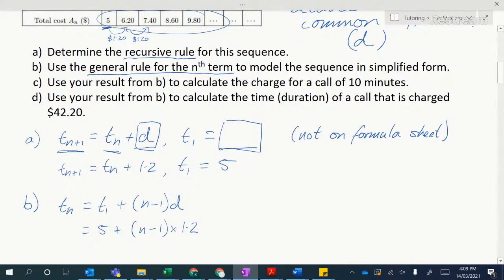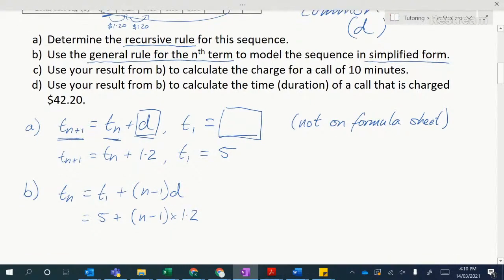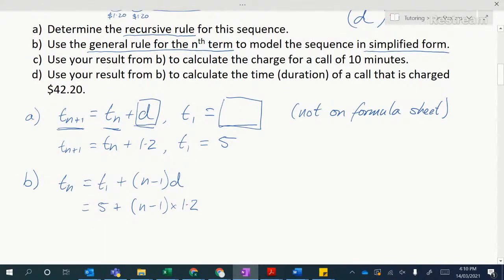Okay, how'd we go with that? Substituted pretty easy. However, you'll notice that the question wants this in simplified form. Okay, and the key there is that we still have brackets. So we can get rid of these brackets by multiplying 1.2 by n, but also 1.2 times -1. So have a go at expanding those brackets.